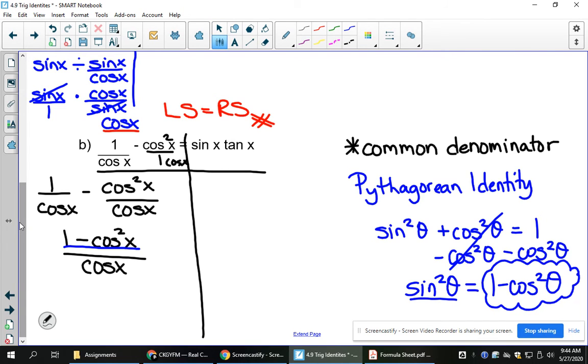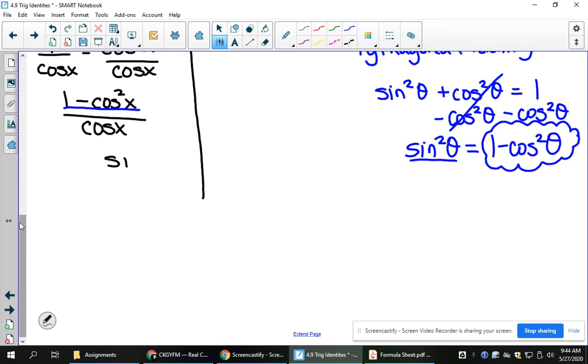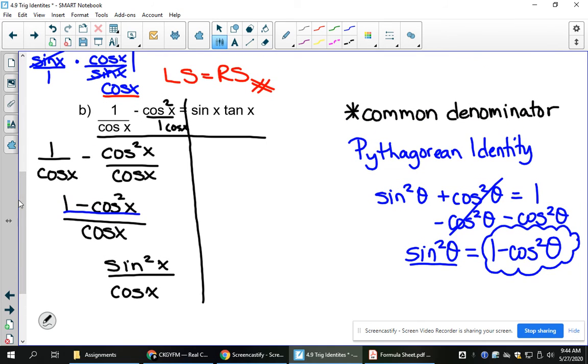I'm going to replace the top of my fraction with something that it's equal to. Sine squared x over cos x. I would say that's pretty simple. There's no adding and subtracting. There aren't multiple fractions. It's one fraction with a couple of sines in the top and a cos in the bottom. I'm going to stop there because that's about as simple as I can think of this getting. And I'm going to go to the next side.